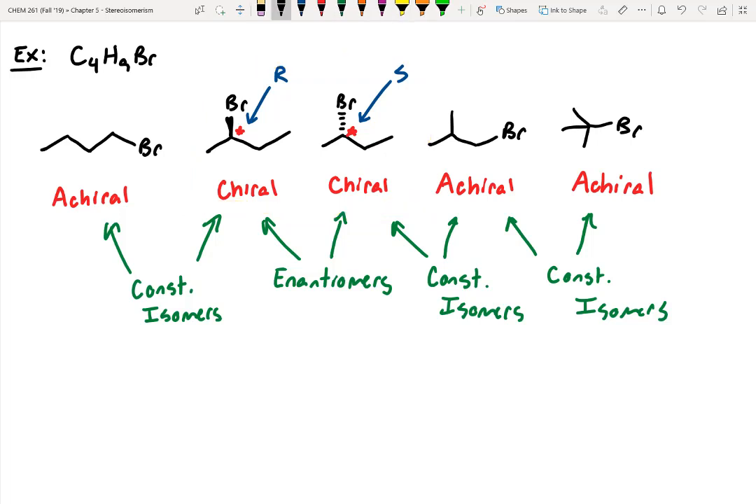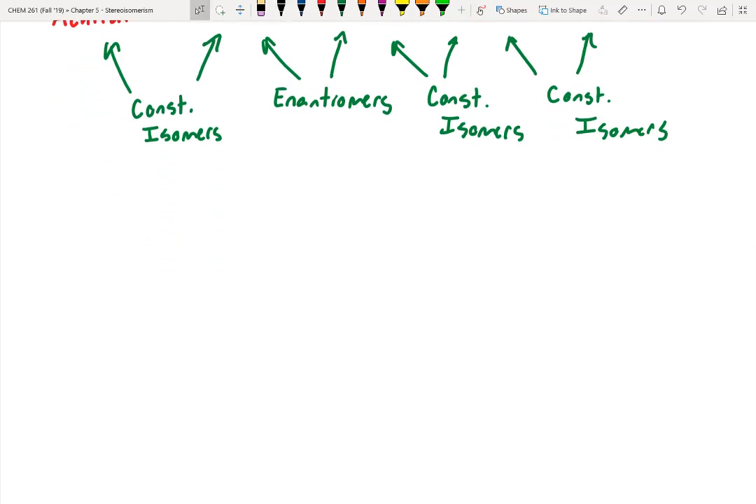All right, next one. It's going to be more challenging, and I want you to do this with your partner and see if you can figure out what's going on here. So 2-bromo-3-chlorobutane. I'll give you a hint. There are 4.